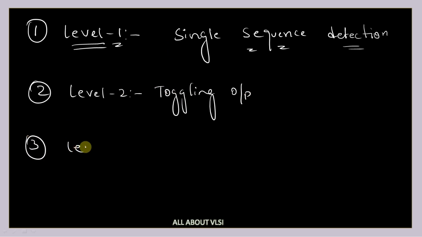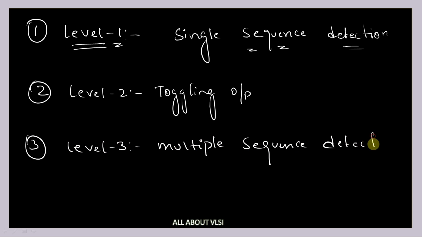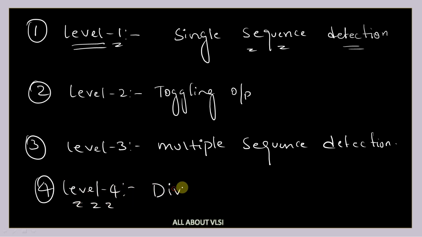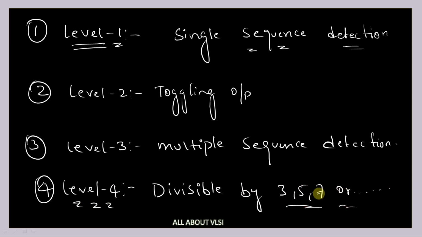Coming to level 3 is multiple sequence detections. Like this, I have categorized the problems. And I have level 4 also. Basically, this level 4 is divisibility type of problems. You should check whether the number is divisible by a particular number or not, like divisible by 5 or divisible by 3, 5, 7, and so on. We should design a FSM for this divisibility check. Like this I have categorized these problems. So let's go step by step.